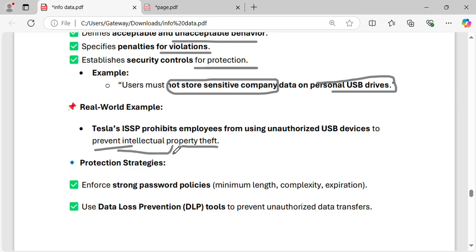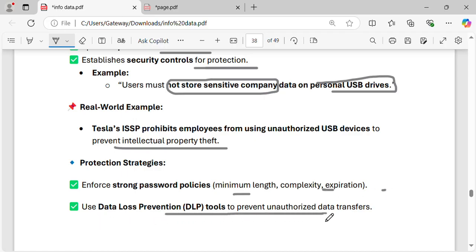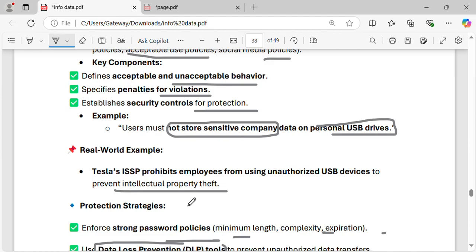Tesla's ISSP prohibits employees from using unauthorized USB devices to prevent intellectual property theft, right? Which means you own something and then someone else goes on having it. So that's intellectual property theft. Enforce strong password policies: minimum length, complexity, expiration. Use data loss prevention tools to prevent unauthorized data transfers, right? Meaning data transfers shouldn't be unauthorized within the organization and outside the organization.